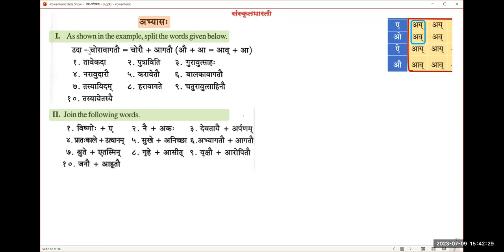So now, you stay with me. I will walk through the question part. As shown in the example, split the words given below. So Choravagatou. Chorau agatau. Like that, they have done. So you have to try for a couple of them. So from your head, you have to work this. Tavekada. Tau plus ekada. Well done. So what is happening? Au plus A. Correct. Av plus A. Au becomes Av, just like this example only, but here it is A. So you have to write all that in the exam.